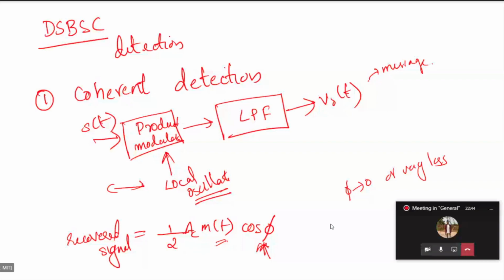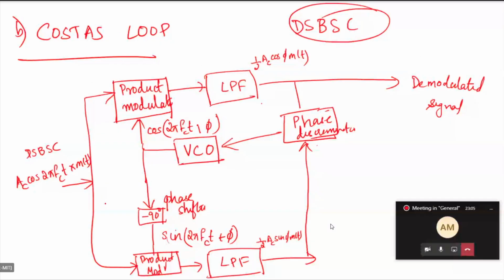Yes, ma'am. So in order to manage with that, this phase is very important. The local oscillator has to be maximally in phase with the local oscillator at the generator. In order to maintain that, this is a circuit, the Costas loop. Here it is automatically getting maintained. There is a phase discriminator. You have a product modulator, low pass filter. Here also product modulator, low pass filter.